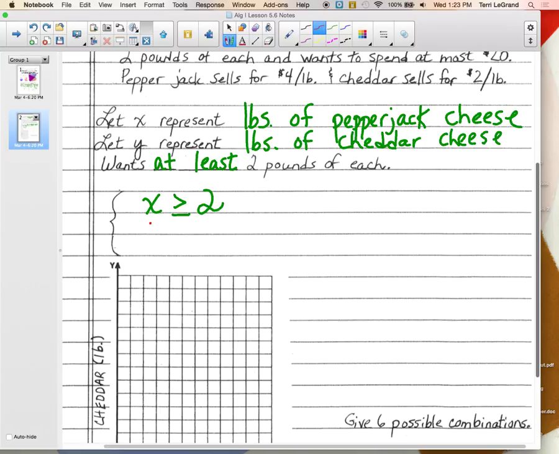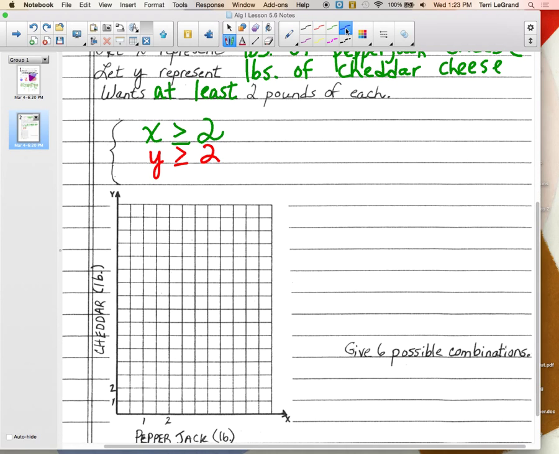I'm going to make mine a different color, stand out a little bit better here. Here's our second one. Well, remember, she also wants to spend some money. Blaine, what do you think? 4x plus 2y is greater than or equal to 20? Is that what I heard? Yes.